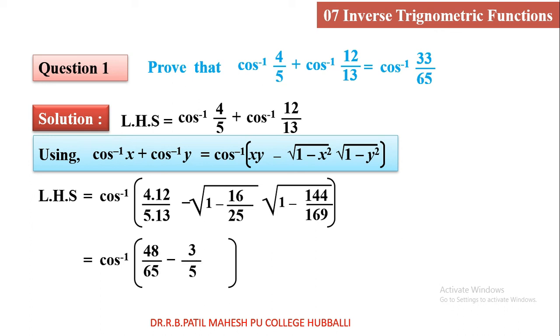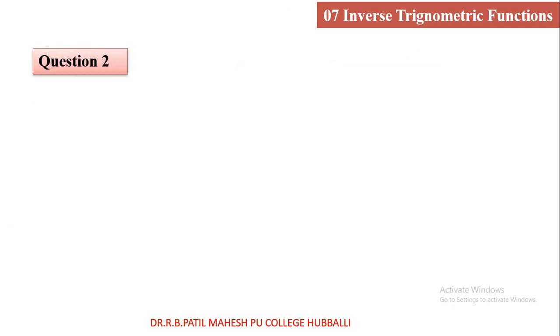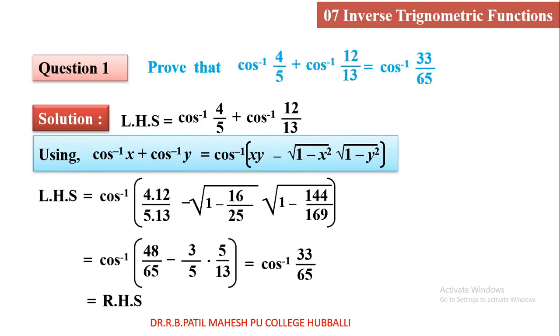If you go for simplification, the first root gives 3 by 5, and the second root simplification gives 5 by 13. After all the simplification, go for the bracket simplification: 48 upon 65 minus 3 into 5, 15 upon 65, so that you are going to get cos inverse of 33 upon 65. Finally, after all the simplification, cos inverse of 33 upon 65 is our required RHS. Hence we proved LHS is equal to RHS.